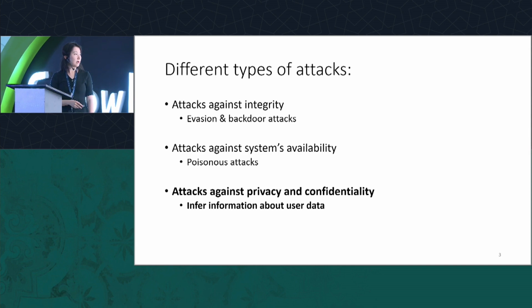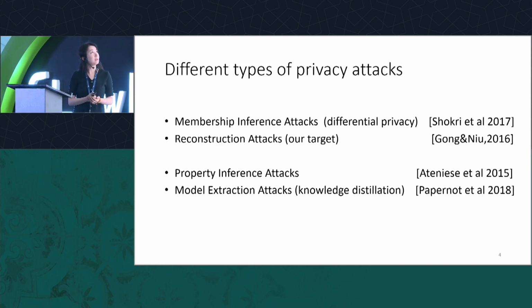Based on some information at hand, some adversary will want to infer information about user data. In terms of privacy attacks, there are also different types. I want to talk a little bit about them so that we understand the relation between them and what the current progress is. There are membership inference attacks and reconstruction attacks. These are relatively more popular, or at least appear more in the relevant literature.